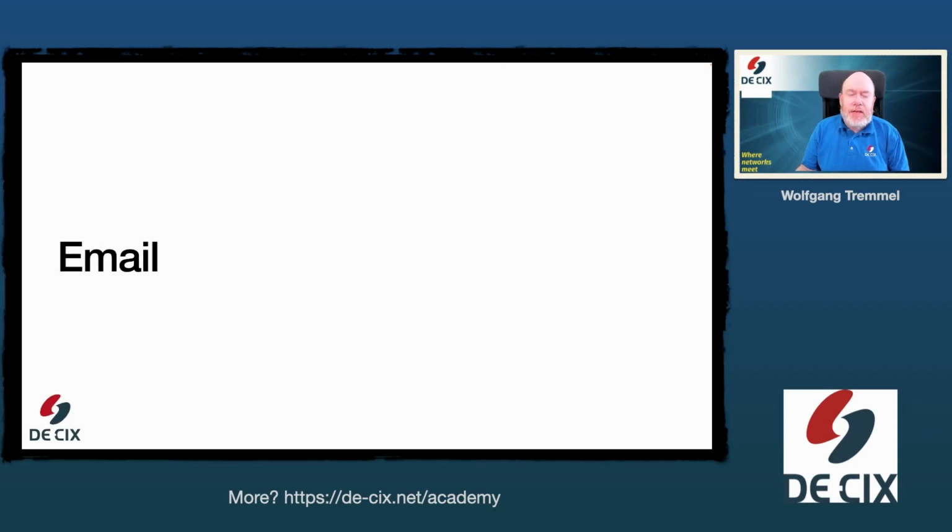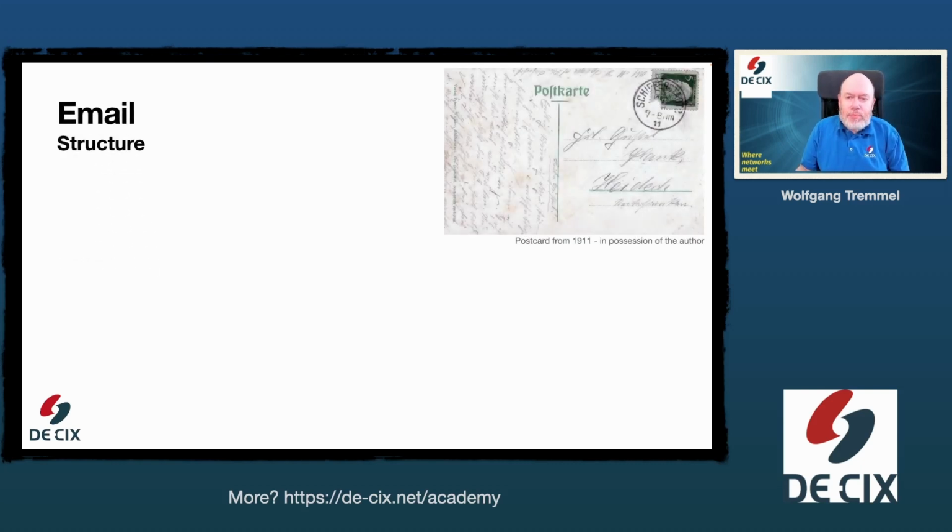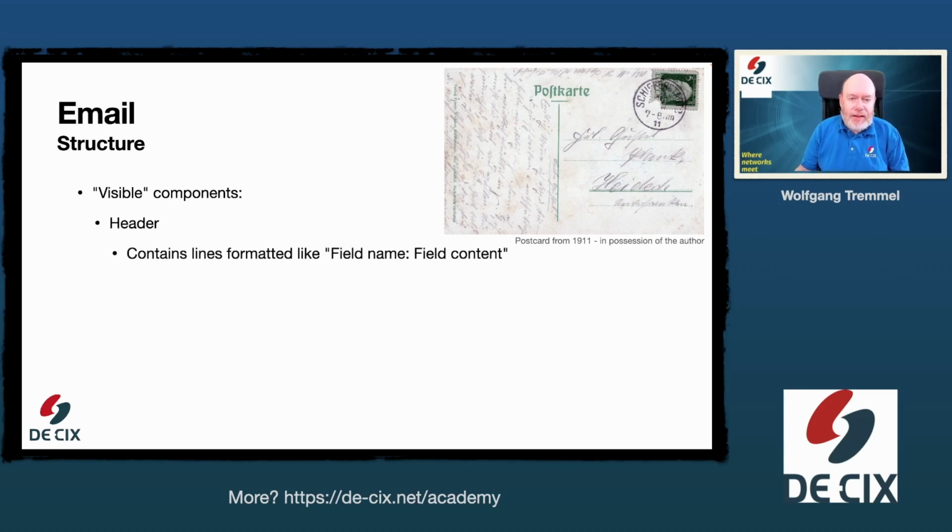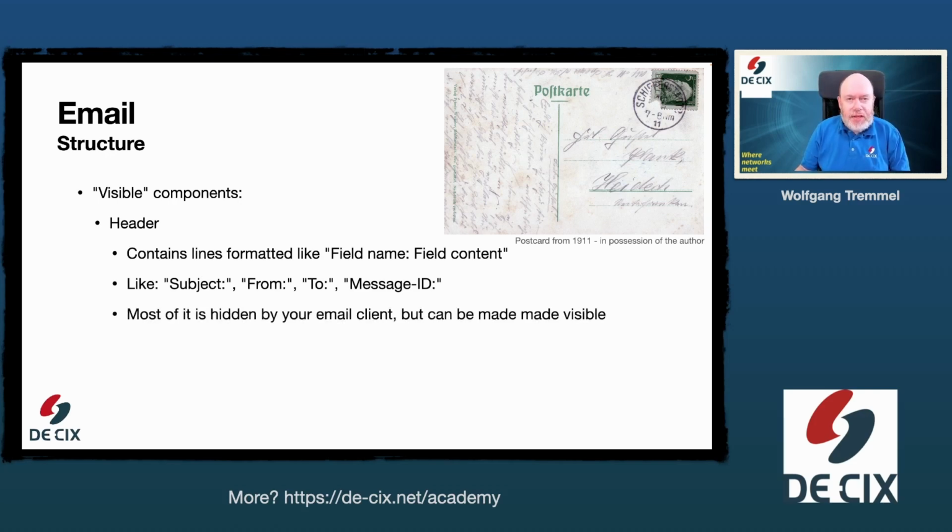So when we talk about the email transfer, we have to talk a little bit about how an email is structured. What a lot of people don't know is that the email also contains some invisible elements. The most prominent visible elements of an email are, of course, the header, which contains fields like subject, from, to, or message ID, and it contains a lot more, which is often hidden by your email client, but you can make it visible. Just check your documentation.